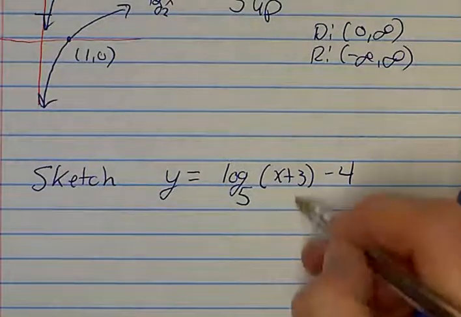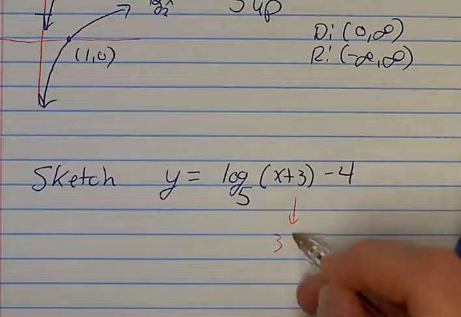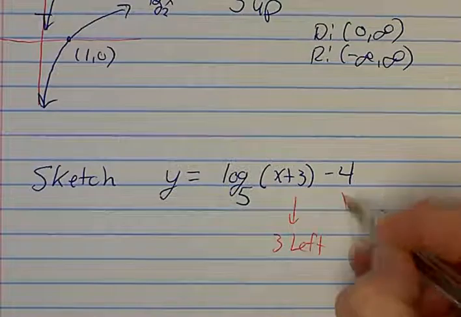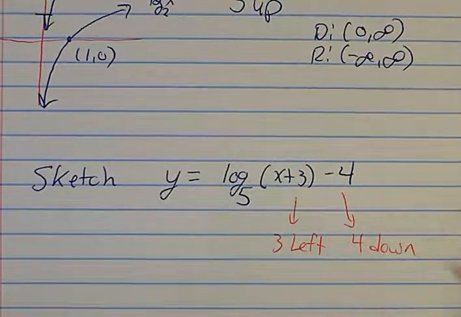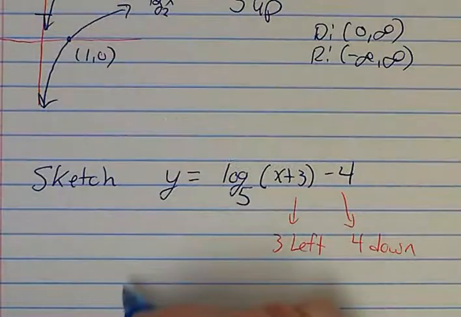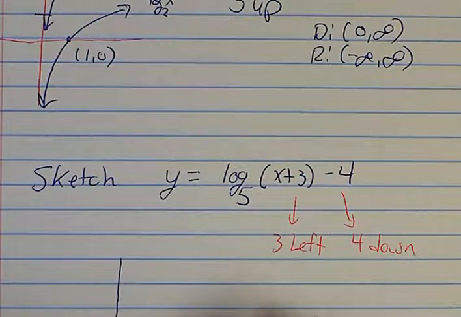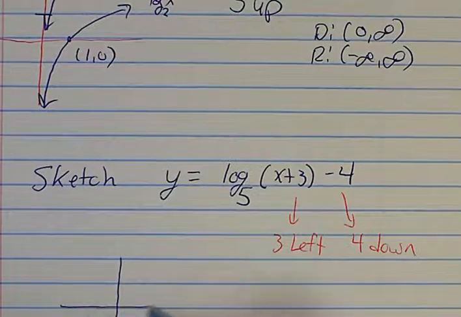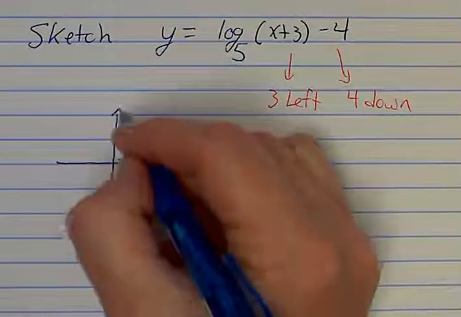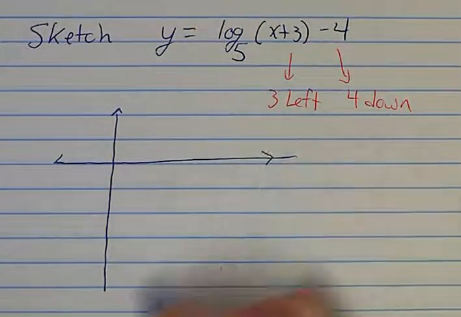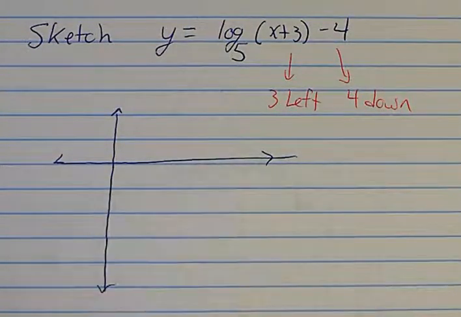Alright, but again, what we got is, this 3 is on the inside. We're going to go 3 units to the left. This -4 that's back here means it's going to go 4 units down. So start with an XY axis. And again, going to need more room kind of down here than we are for the other part of it.